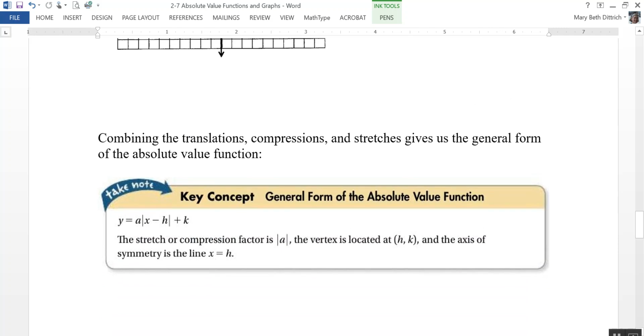So when we combine translations, compressions, and stretches, we get a general form for the absolute value function. The parent function is y, or f of x, equals the absolute value of x. There can be changes, things added inside, outside, numbers out front. Here's the general form: y equals a times the absolute value of x minus h plus k, where the stretch or compression factor is the absolute value of a, and the vertex is located at the point (h, k). The axis of symmetry is the line x equals h.